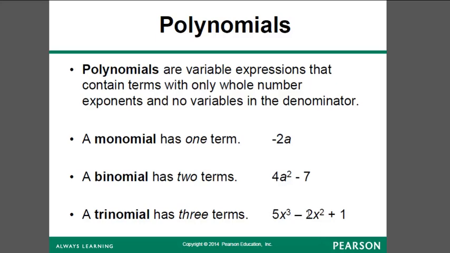And then we have trinomials. I have 1, 2, 3 terms. Anything over a trinomial is just called a polynomial, multiple terms.